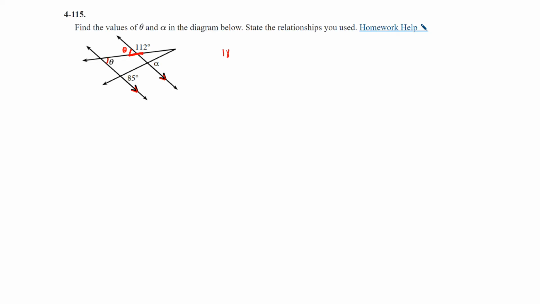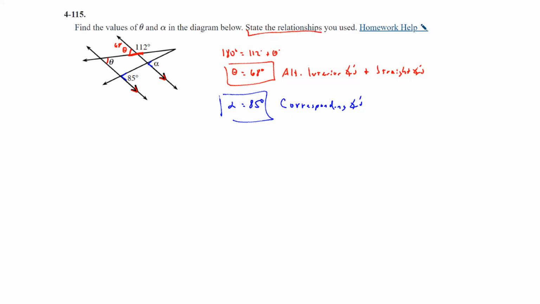So we could say that 180 degrees would be equal to 112 degrees plus theta. And so therefore theta would be equal to 68 degrees, which means if this is 68 degrees, then this down here has to be 68 degrees. For alpha, these would be right here and here would be corresponding angles, which means they are congruent. So alpha is 85 degrees. And don't forget, it does say to state the relationship, so I used alternate interior angles for the theta and also the straight angle. And then for alpha, I used corresponding angles.